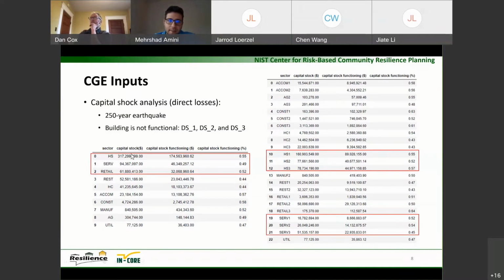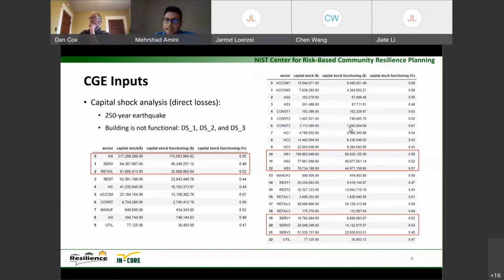For each sector, we have the capital stock, which is the summation of the building values multiplied by the probability of functionality. That gives you the capital stock functioning as a dollar value, and then it can be converted to a percentage. For example, for the housing sector, we have 50% functioning.